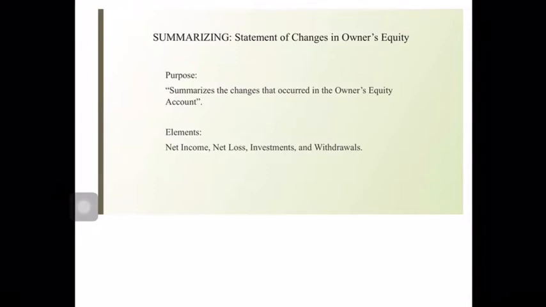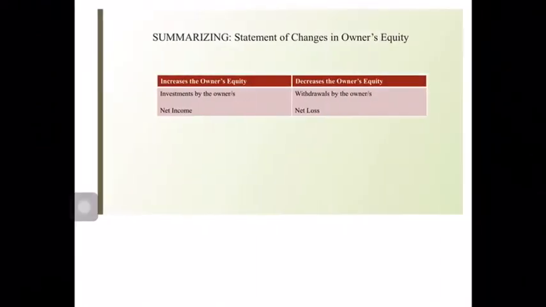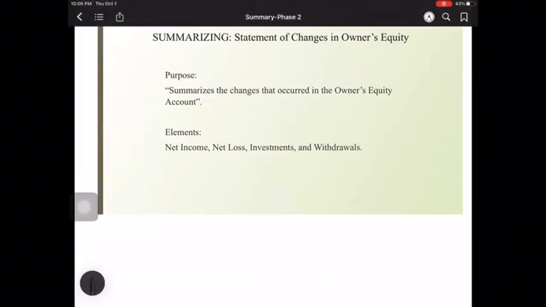There are only two types of changes which will affect the balance of our owner's equity account. The change may refer to an increase or a decrease to the owner's equity account. The increase or decrease would of course be brought about by the elements that must be reflected in your statement of changes in owner's equity. The following elements are the very same accounts which would decrease or increase the balance of our owner's equity account.